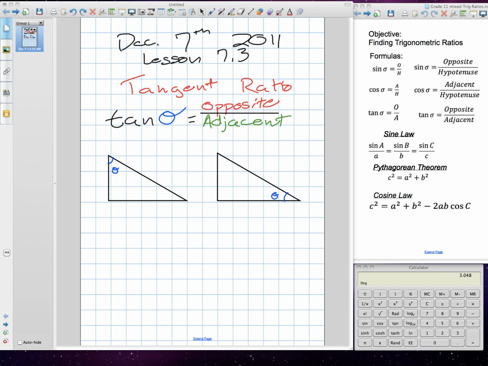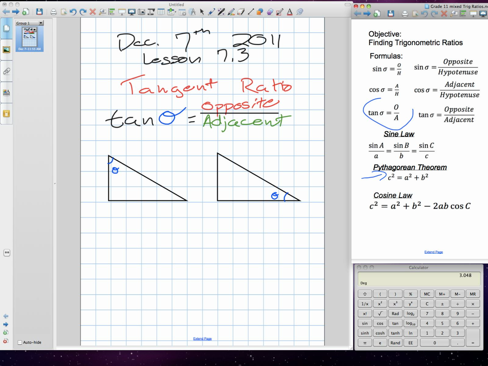Okay, today is December 7th, 2011. We're starting lesson 7.3. We're going to be working with these three major formulas in chapter 7. Oh, also Pythagorean. You guys should know that one already, okay?